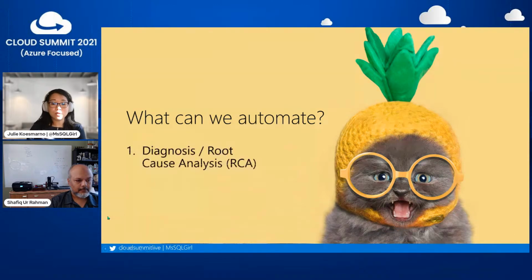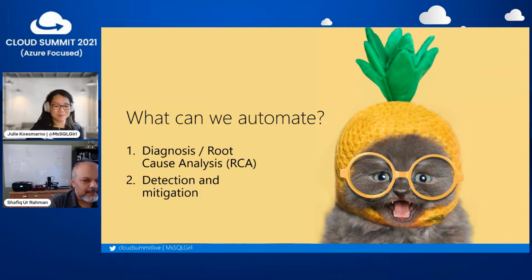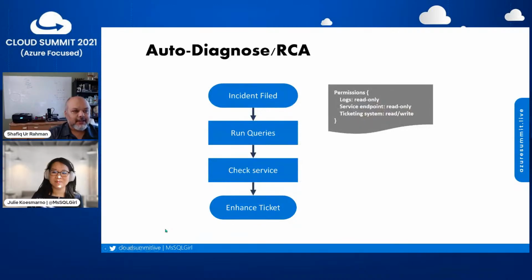All right, so there are two types of automations that you can do. In the incident response world, you have the diagnosis aspect, and then you also have the detection and mitigation. So with that, I'll let Shafiq chime in some more on the automation aspects that we've thought about in TSG Ops, and we've also implemented too. So on the next slide, you'll see the workflow. Or in this diagram, you'll see what auto diagnose and RCA means.